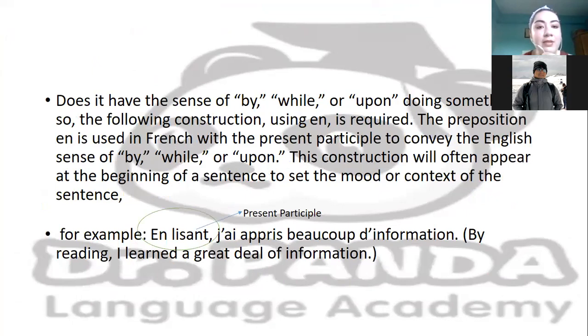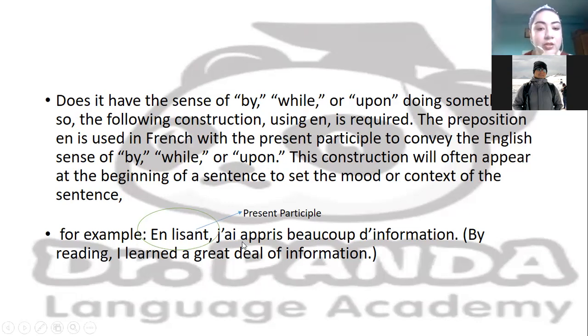Okay, so does it have the sense of by, while, or upon doing something? If so, the following construction using en is required. The preposition en is used in French with the present participle to convey the English sense of by, while, or upon. This construction will often appear at the beginning of a sentence to set the mood or context of the sentence. So for example, when you want to say by reading, I learned a great deal of information, you say en lisant.